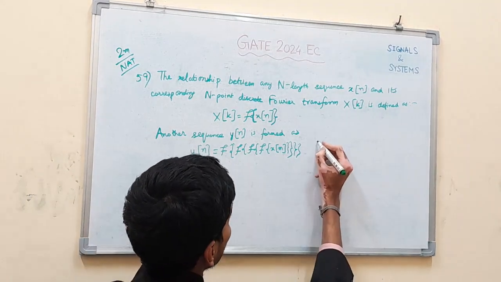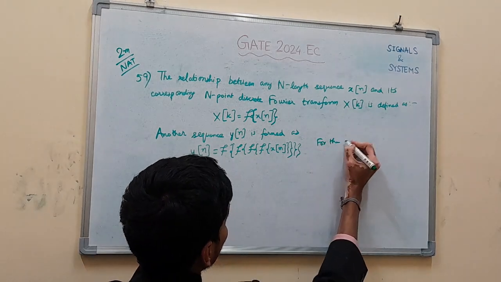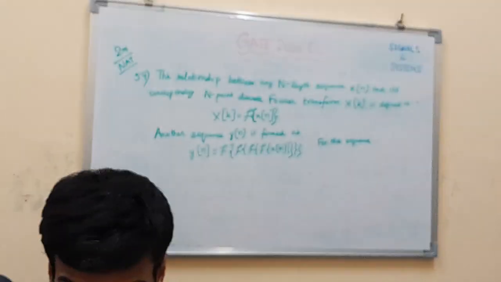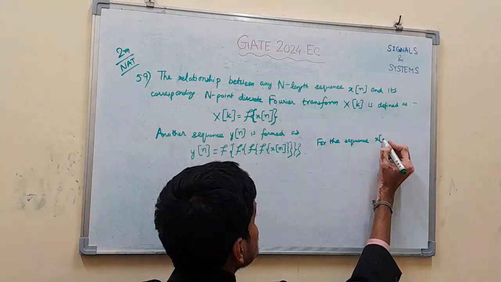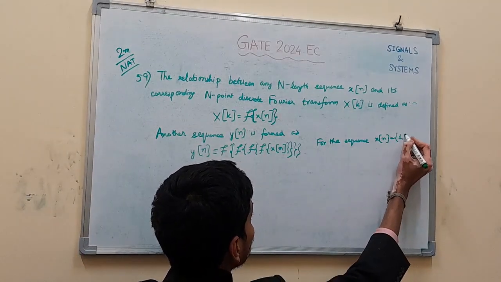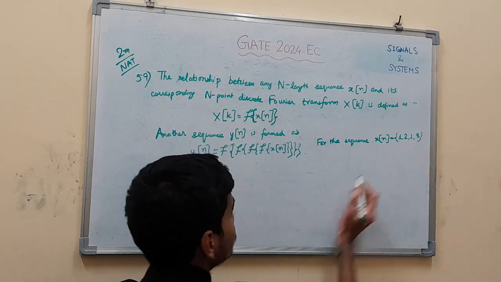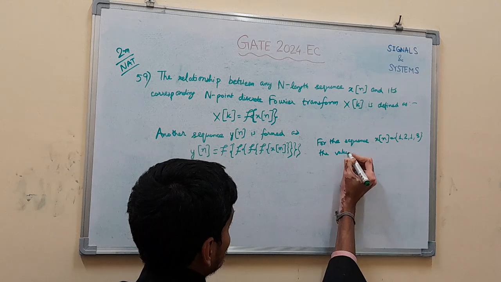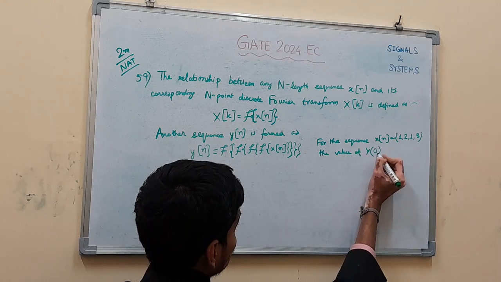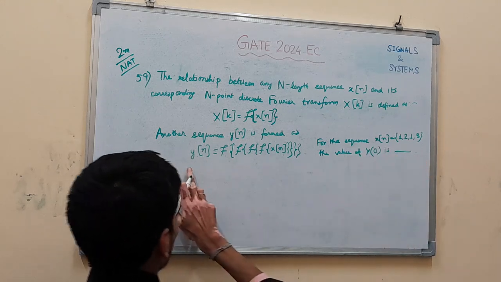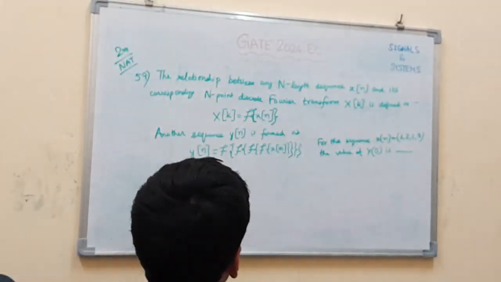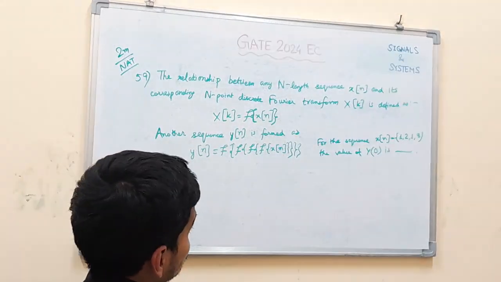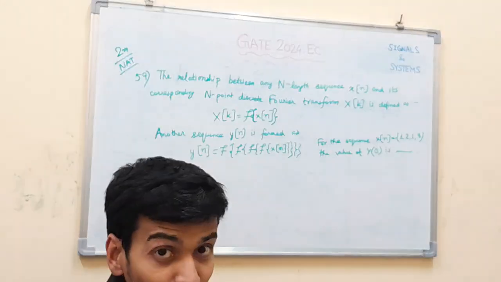Of the sequence x of n equal to 1, 2, 1, 3. The value of y of 0 is, the question basically demands the value of capital Y of 0 when y of n is this sequence. We transform 4 times of x of n. Let's move to the solution for this question.